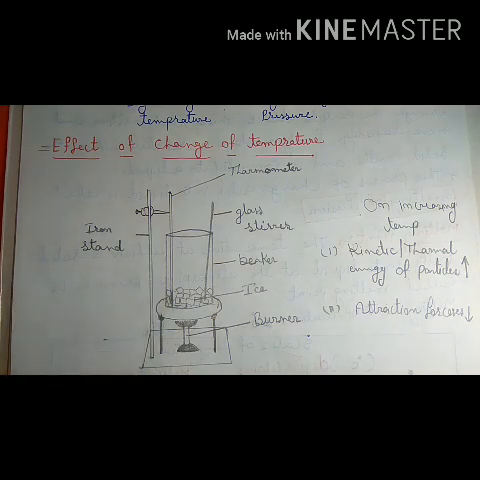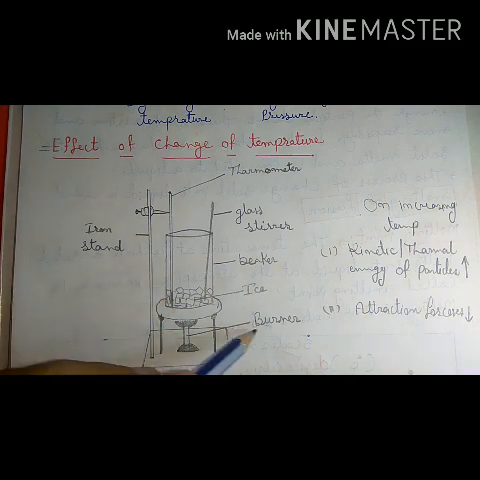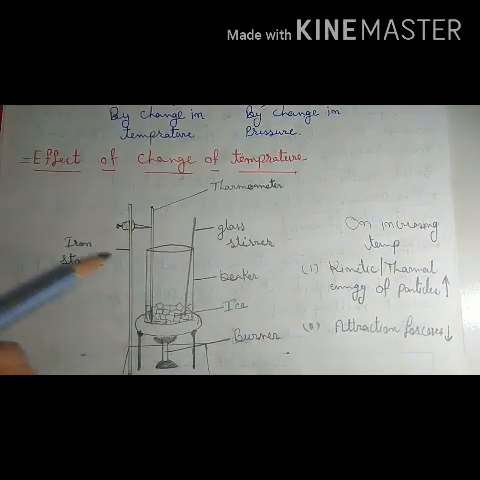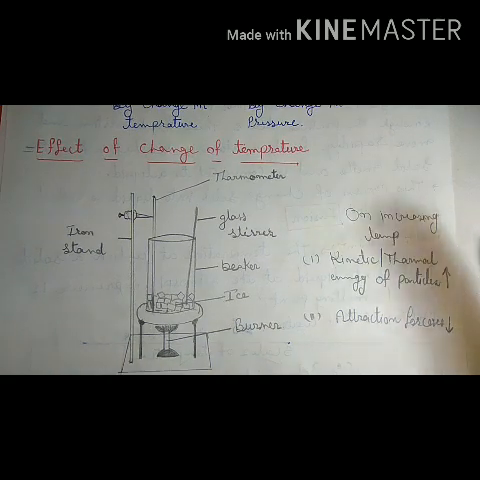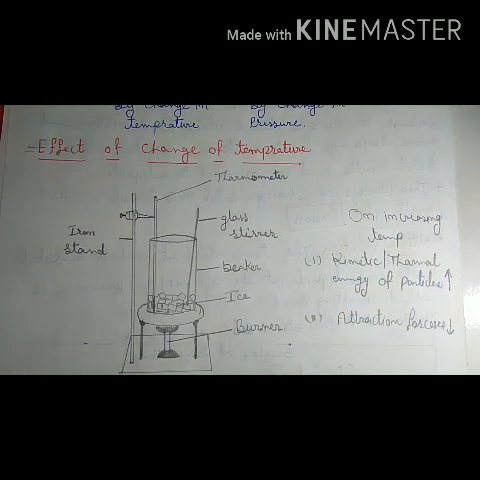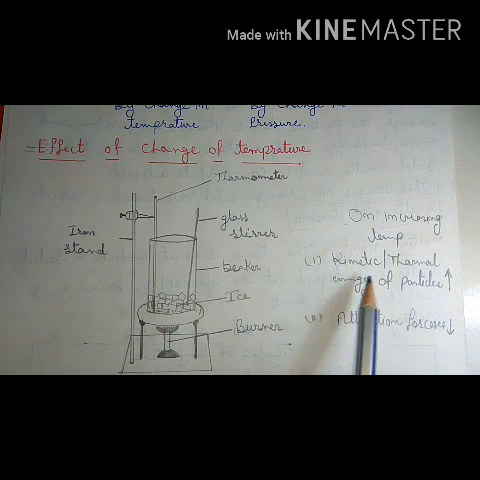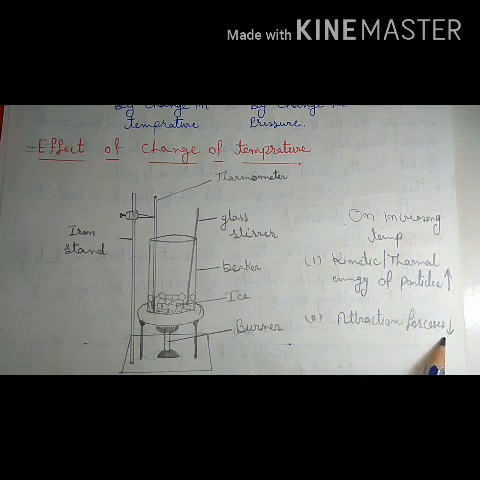Okay, now what is happening here? As we know, with the burner we are supplying heat, and on supplying the heat, which appears in the form of temperature, the increasing temperature here performs two things. One, it increases the kinetic or thermal energy of particles, and second, it decreases the attraction forces. That means the upper sign is increase; the lower sign is decrease.